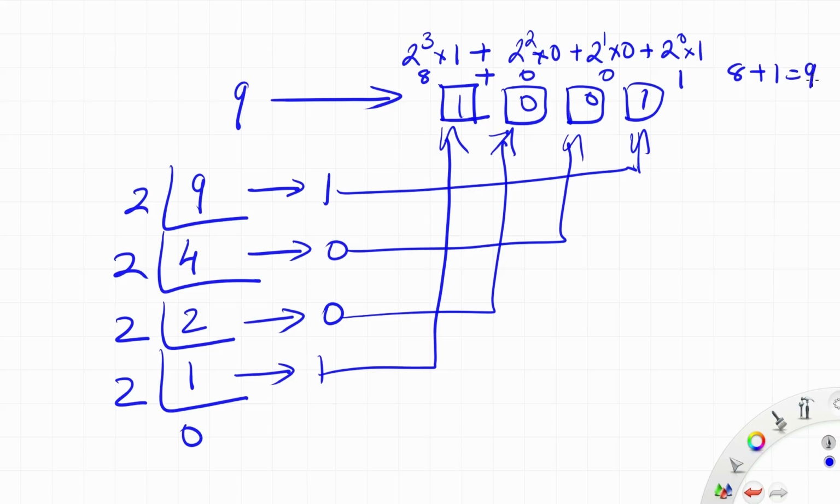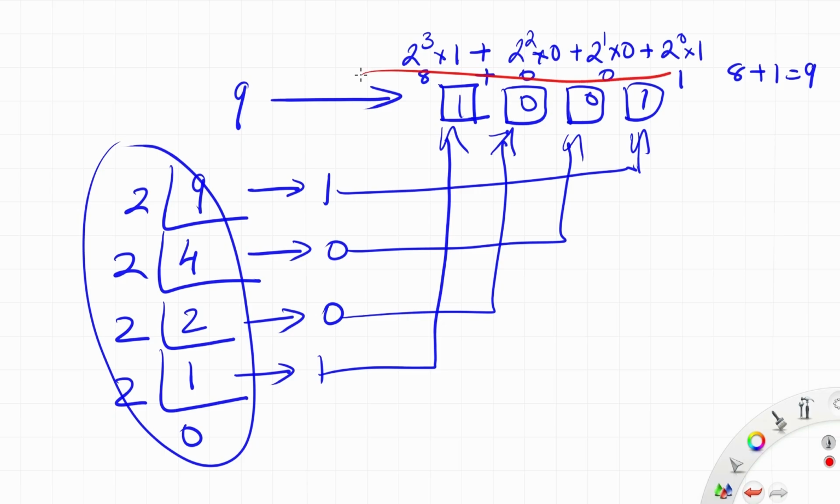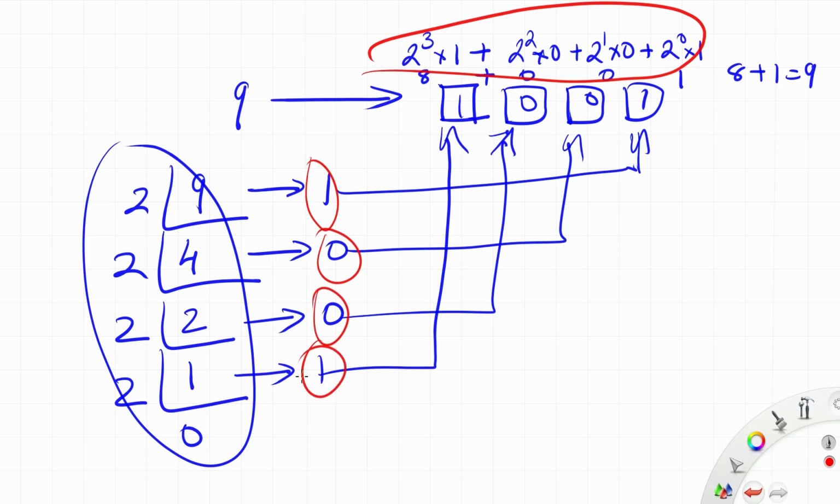So pretty much what you're doing right here is reversing this operation. So the answer to the question is yes, you have to take these remainders in this exact same order. If you mess up the order, you get a different number.